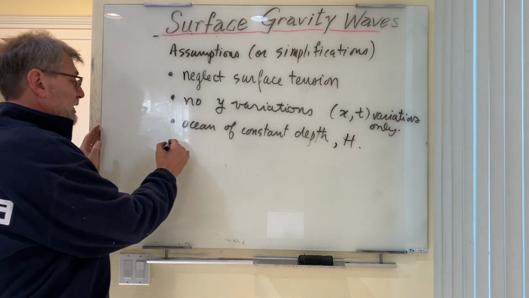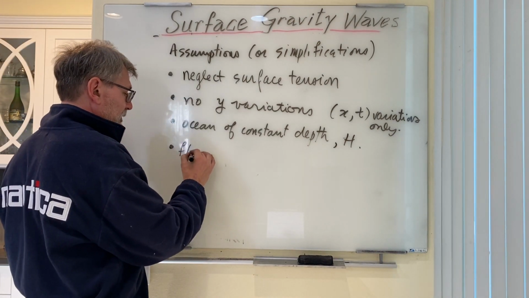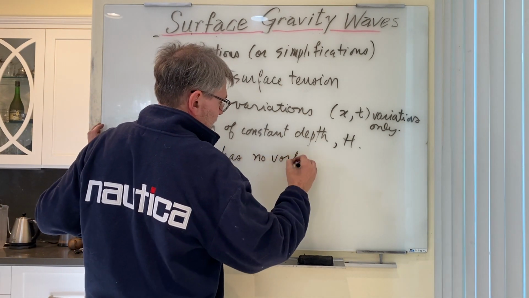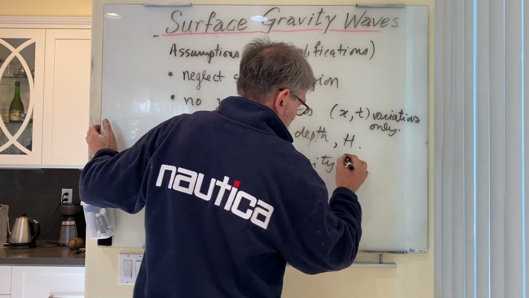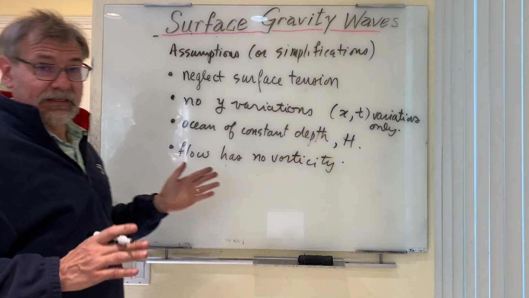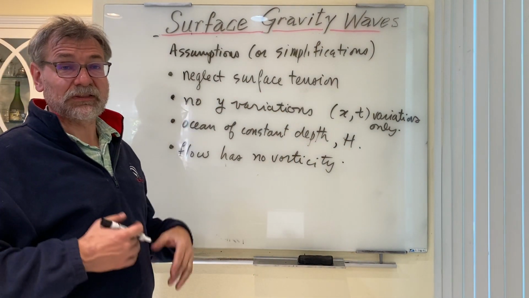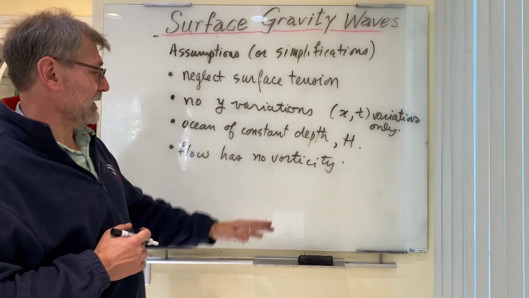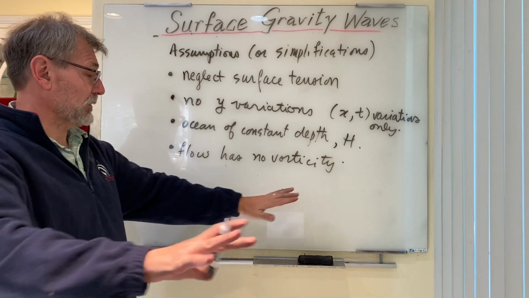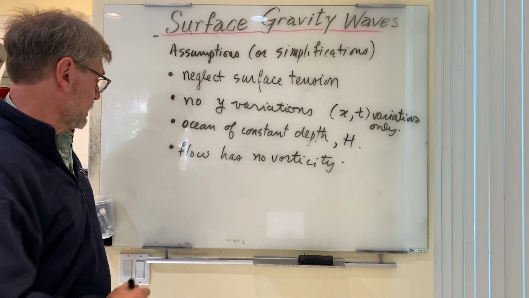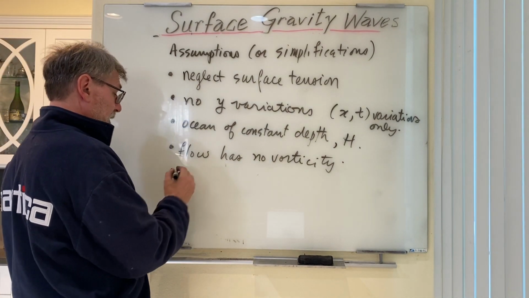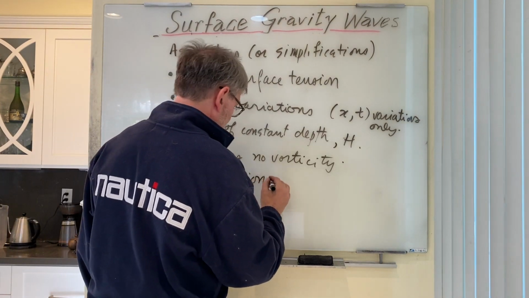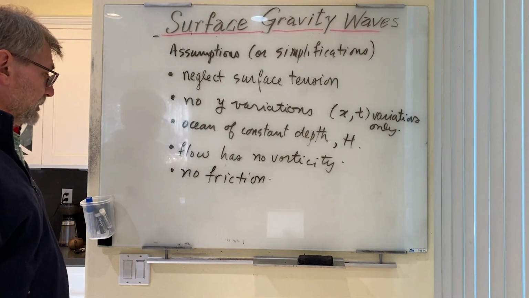Another is no vorticity. Flow has no vorticity. Not that there's lots of vorticity in the ocean, but the physics of gravity waves, they don't require vortical motions, and therefore we can simplify it by assuming that there is no vorticity at all in the flow. Another one is no friction. So any viscous stresses are going to be neglected.